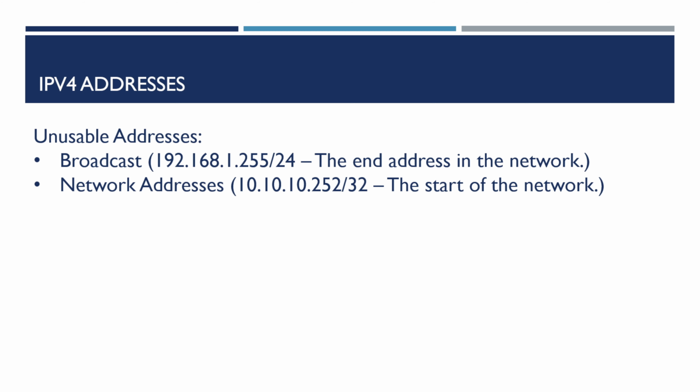Network addresses are also unusable. In a 10.10.10.252/30, that 252 is the start of a network. Again, 255 would be the broadcast in this case. 253 and 254 would be the two usable addresses on that network.